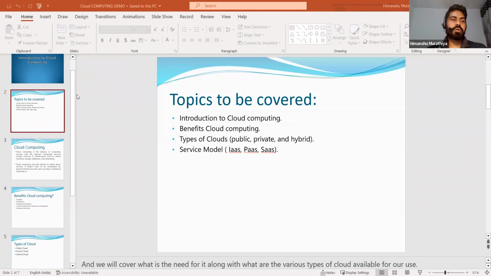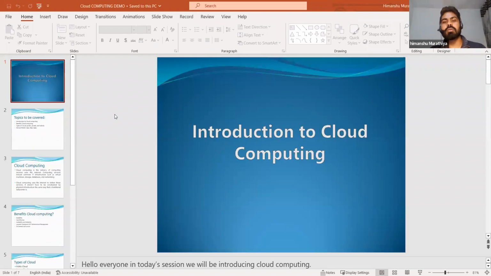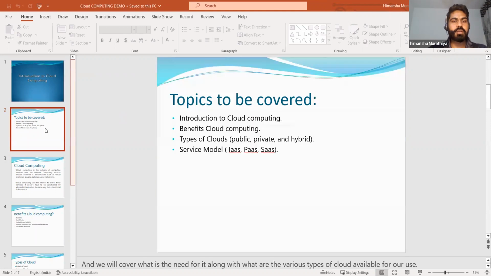Fine. So today we are going to discuss cloud computing, an introduction to cloud computing. We will cover these major topics: introduction to cloud computing, what exactly it is, what is cloud computing, and then we will move to the benefits of cloud computing. The third topic is the types of cloud computing, and then what service models we have in cloud computing. It is just an overview of cloud computing. We are not moving to Azure right now.